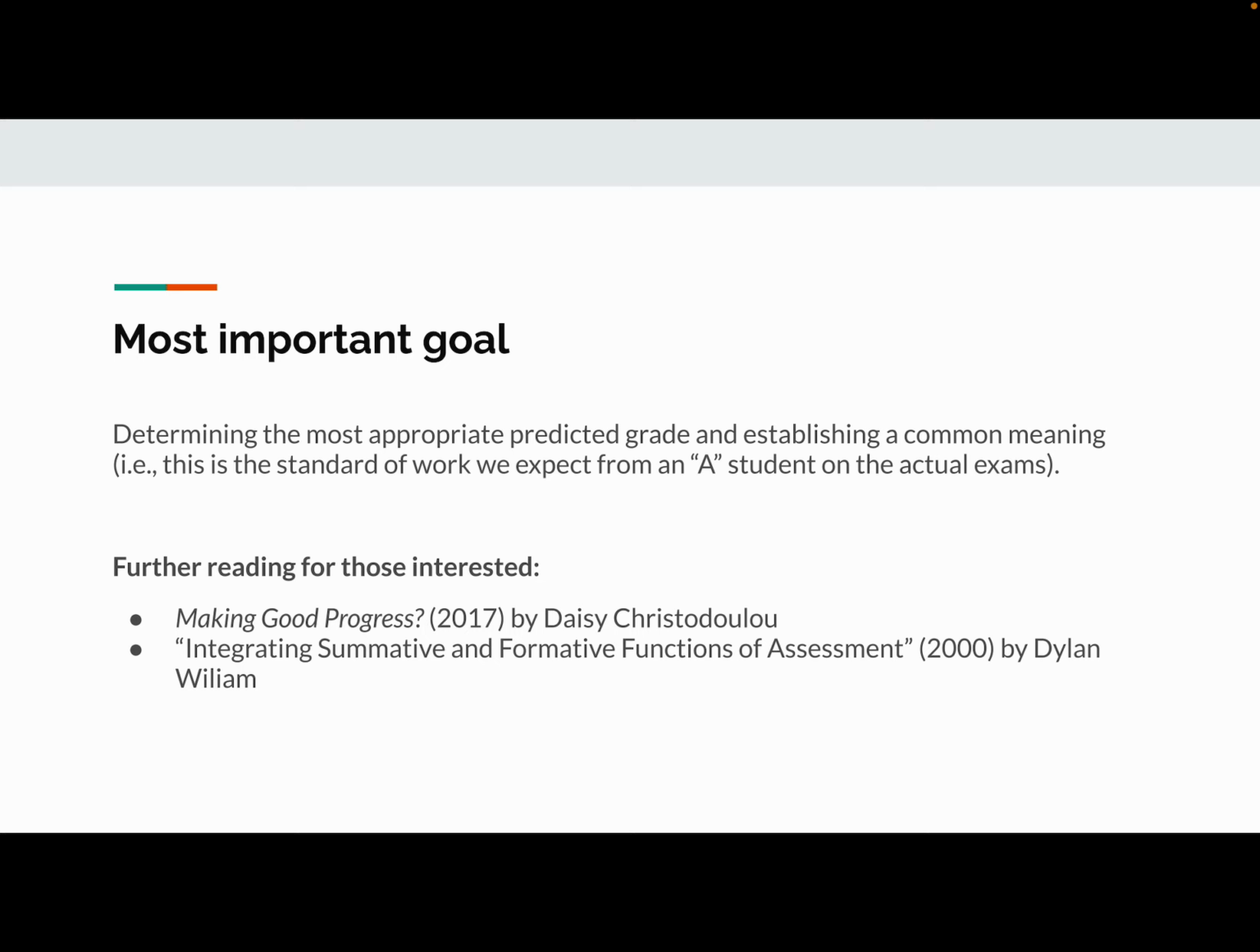For those interested, I invite you to read Making Good Progress by Daisy Christodoulou. This is a very good book as an introduction to assessment in general, as well as a paper from Dylan Wiliam, Integrating Summative and Formative Functions of Assessment.